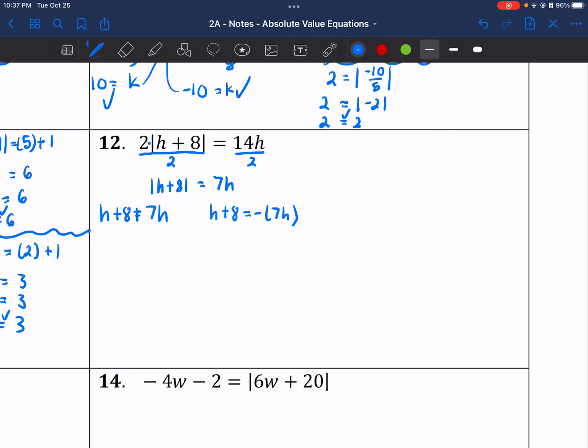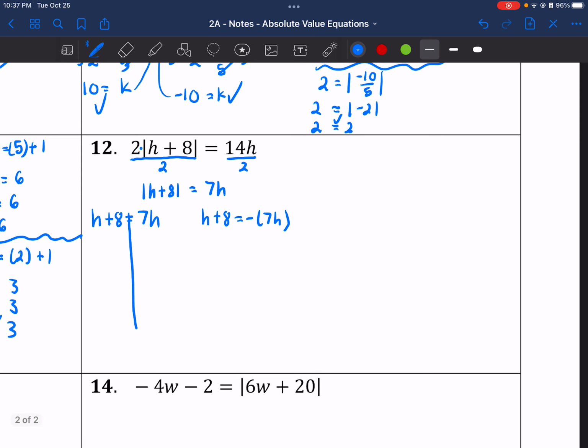So now dealing with the left side equation, we're going to move our variables over to one side. We're going to subtract h on both sides, and I get 8 is equal to 6h. Divide both sides by 6 to isolate just our variable, and we get 8 over 6 is equal to h. Well, this can be simplified to 4 over 3 is equal to h.